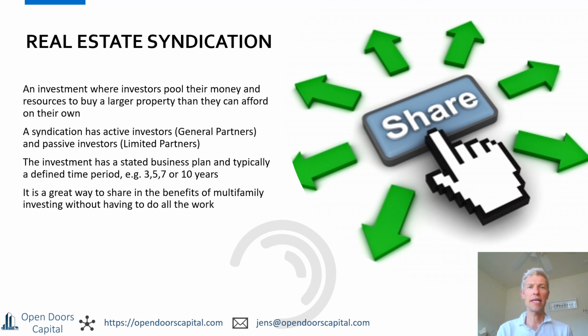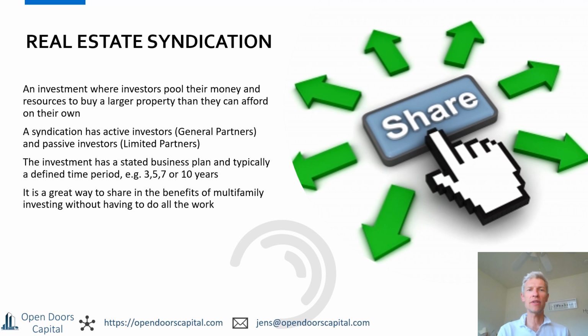So real estate syndication is an investment where investors pool their money and resources to buy a larger property that they can't afford on their own. We can typically go out and maybe buy a fourplex or 8-unit by ourselves, or maybe with a couple of partners in a joint venture. But if you want to own a 200-unit apartment building, that is a lot harder for an individual to do. So syndication solves that problem by allowing people to pool their money into a larger deal.